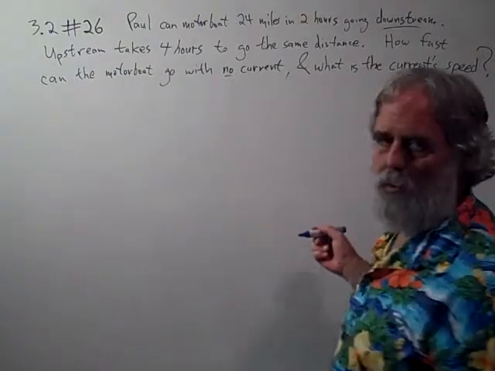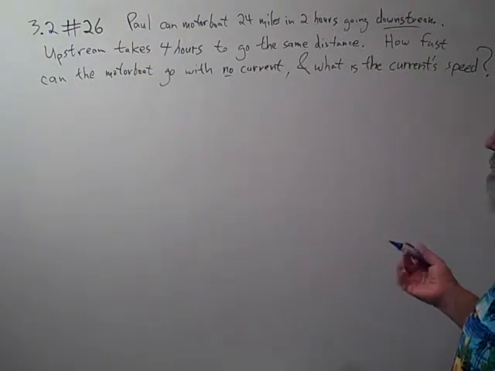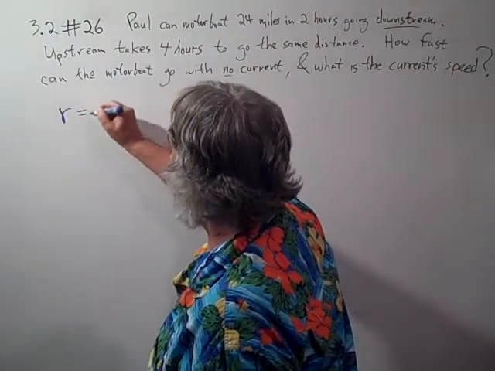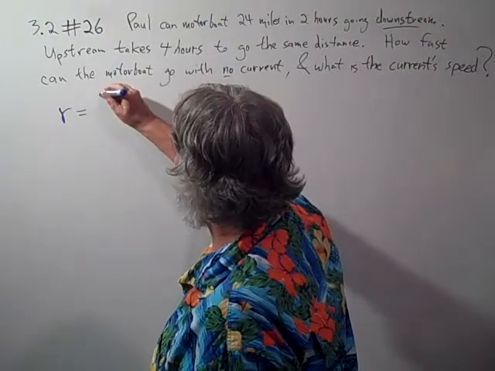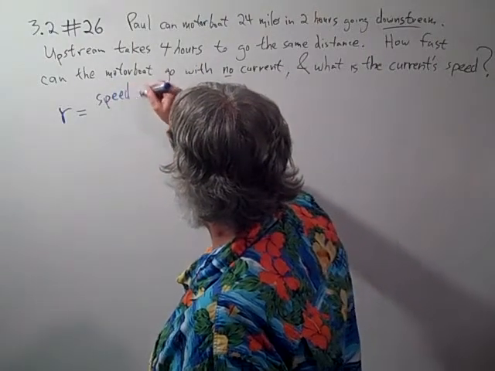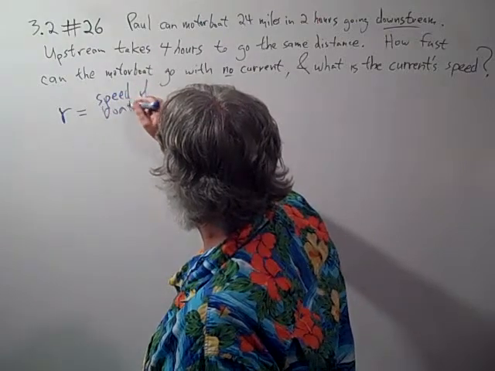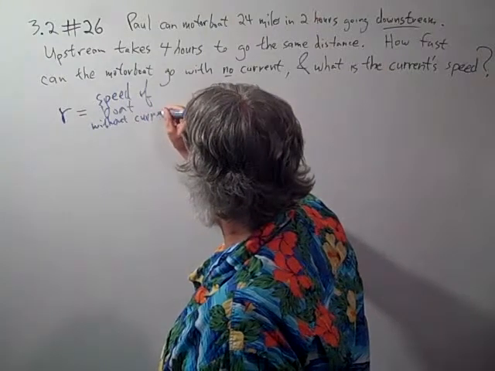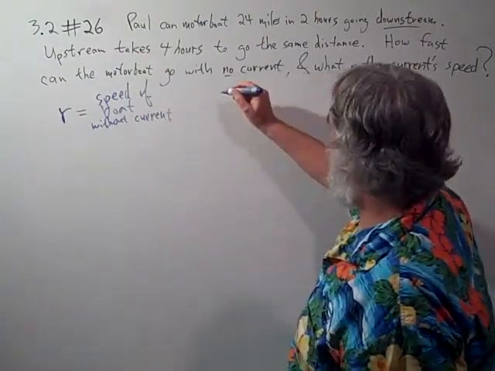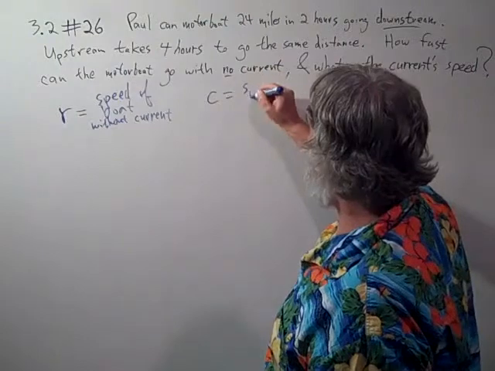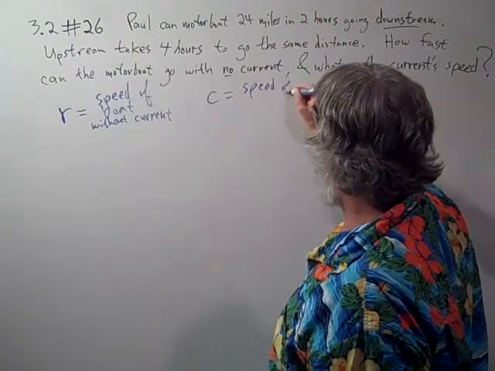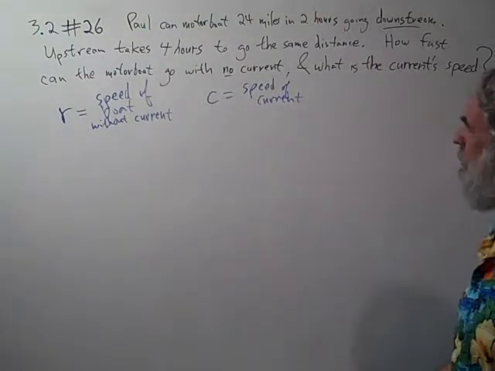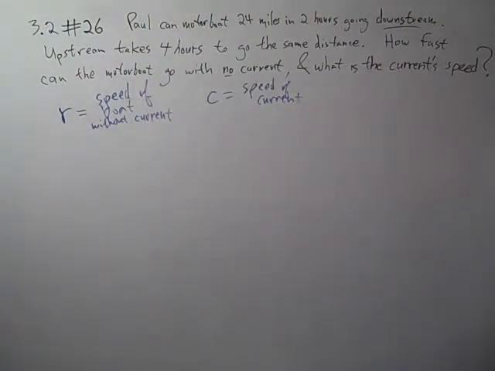So again, as usual with word problems, we start by making variables that stand for the quantities we're looking for. So let's let R equal the speed of the motorboat without the current. And let's let C be the speed of the current. Okay, now we can start writing equations using R and C.